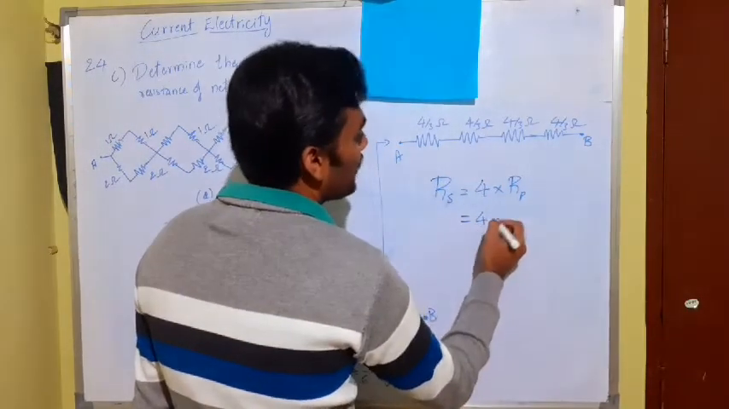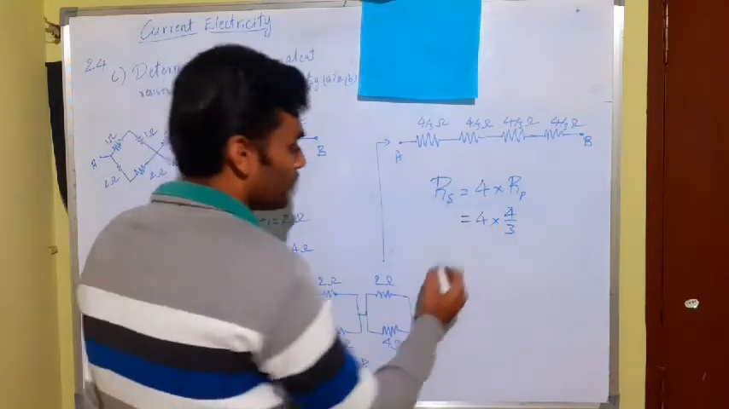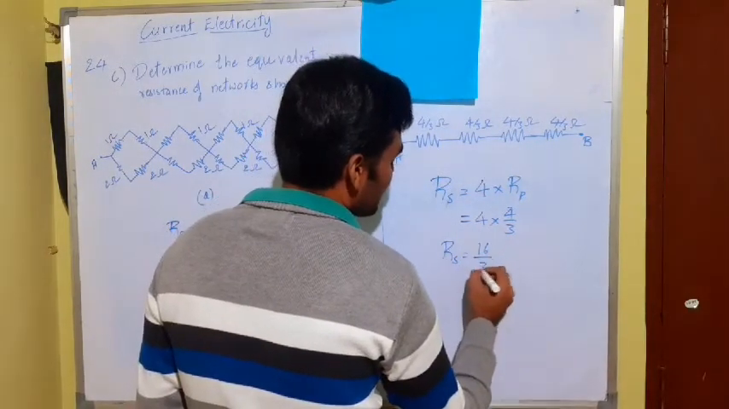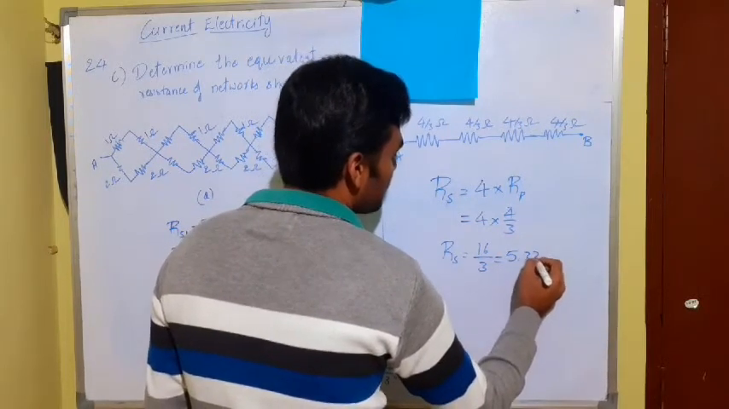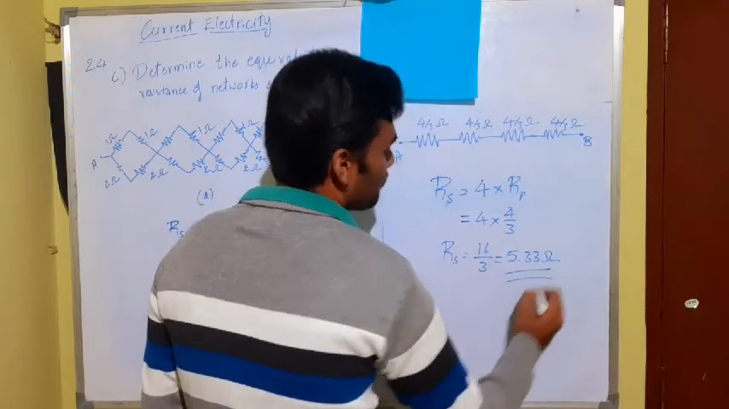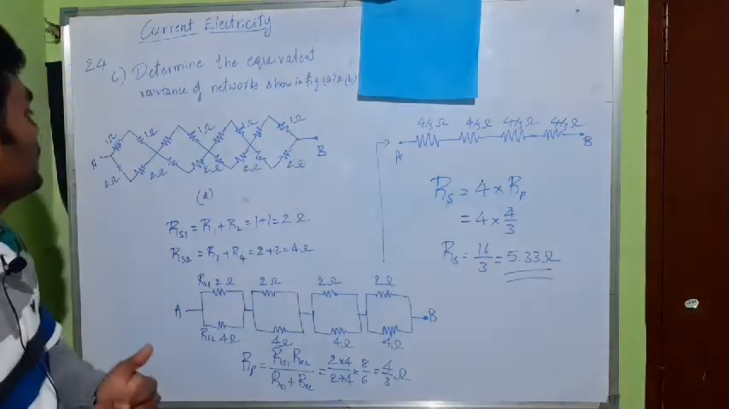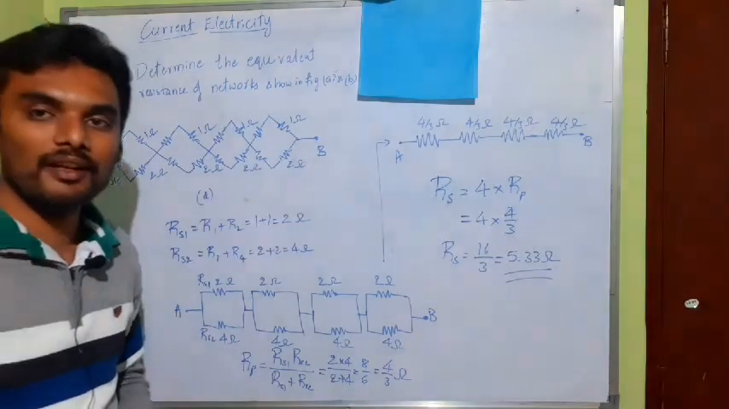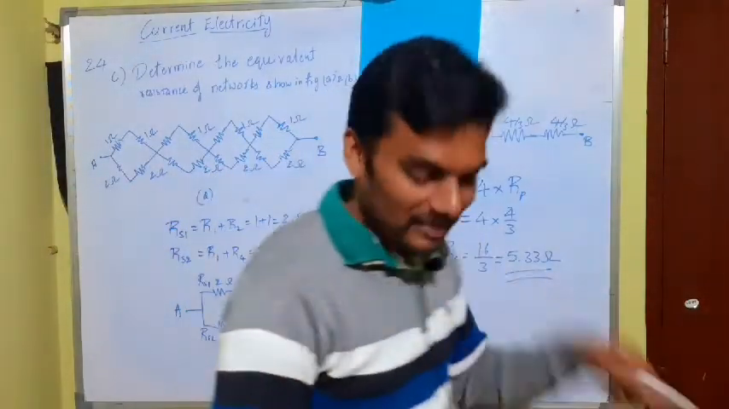So it's 4 into, what is RP? Each resistor is 4 by 3. So RS, the final effective resistance, is 16 by 3, which is equal to 5.33 ohm. Clear? So this will give us the effective resistance of this combination. Easy, right? Stick with the approach properly. We can get it.